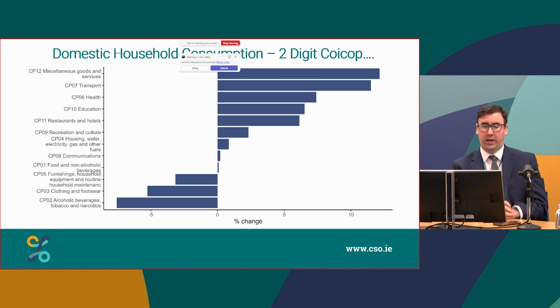This graph is showing domestic household consumption at a two-digit COICOP level. COICOP stands for Classification of Individual Consumption by Purpose. It's a particular standard for classifying expenditure developed by the UN in 1999. You can see some of the categories here at a two-digit COICOP level. There are categories like miscellaneous goods and services, transport, health, education.